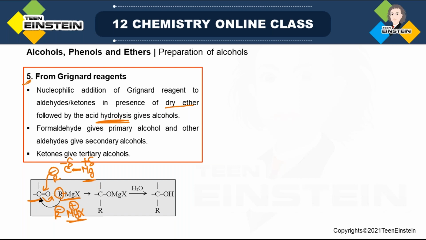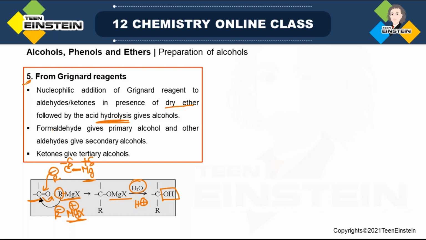That means the positive part will be attached to oxygen, because negative charge is present over oxygen. So now you are getting this type of molecule where an O-MgX bond is there. And in the second step, you have to do acid hydrolysis, and OMgX will be converted to OH. So this is the reason why acid hydrolysis is done. Otherwise, it will remain in this form. So this is a general mechanism.